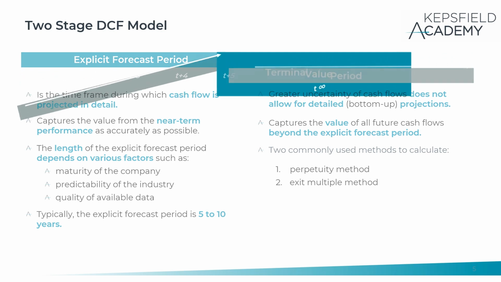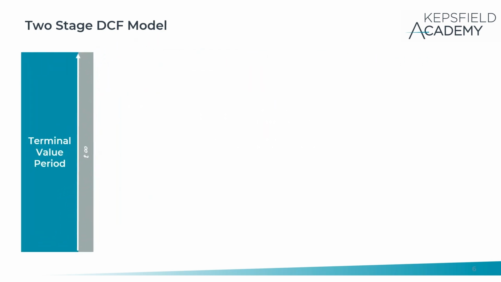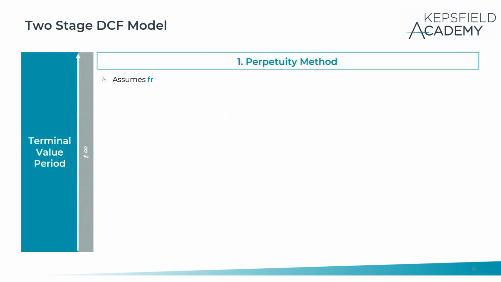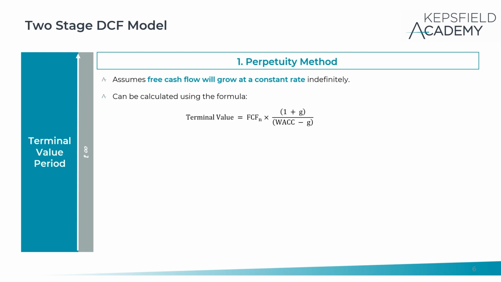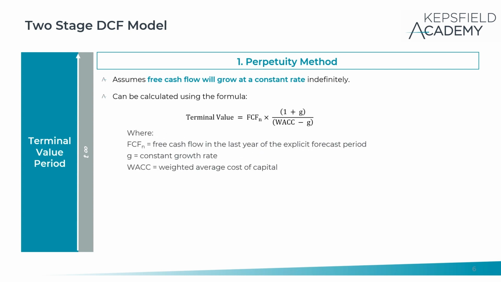The perpetuity method assumes that the company's free cash flows will grow at a constant rate indefinitely. The terminal value is calculated using the formula: free cash flow in the last year of the explicit forecast period multiplied by 1 plus the expected constant growth rate, divided by the weighted average cost of capital minus the constant growth rate.